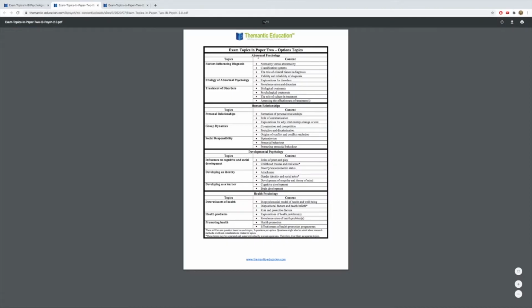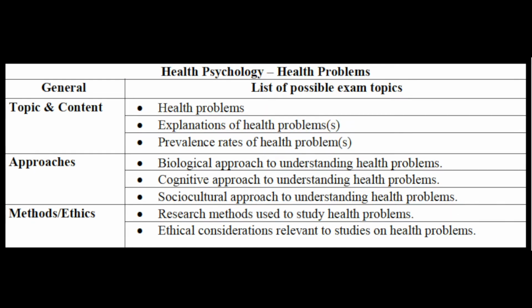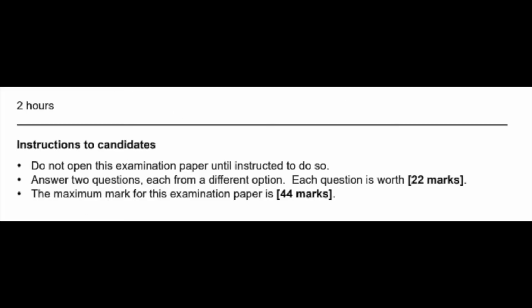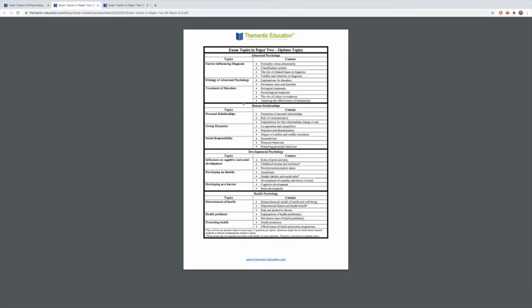We have 4 different options: abnormal, human relationships, developmental, health. Remember, standard level, you will write one essay in 1 hour for paper 2 based on one option, right? High level students, you will choose 2 options and you'll write 2 essays. Now, the options you'll choose will be, of course, dictated by your teacher in the course that you are taking. So these are all the possible options topics.